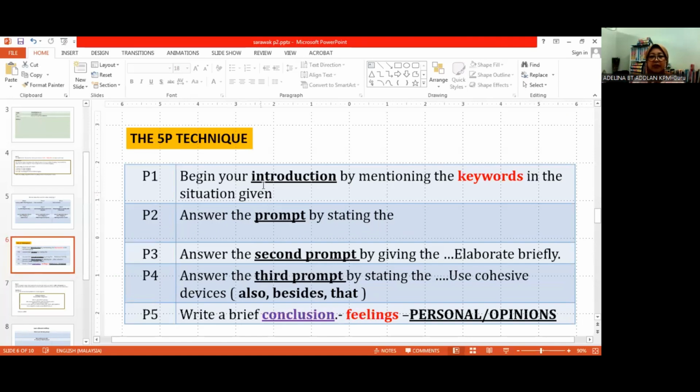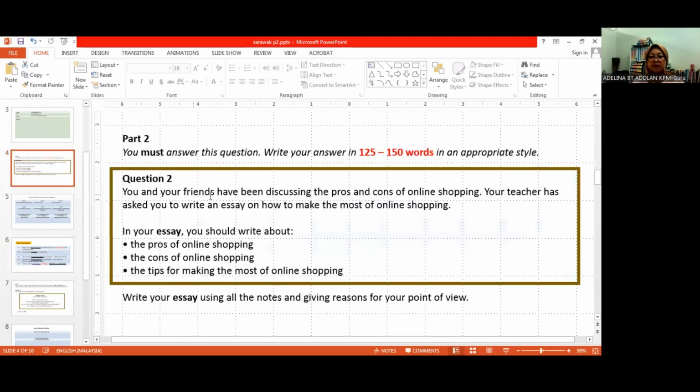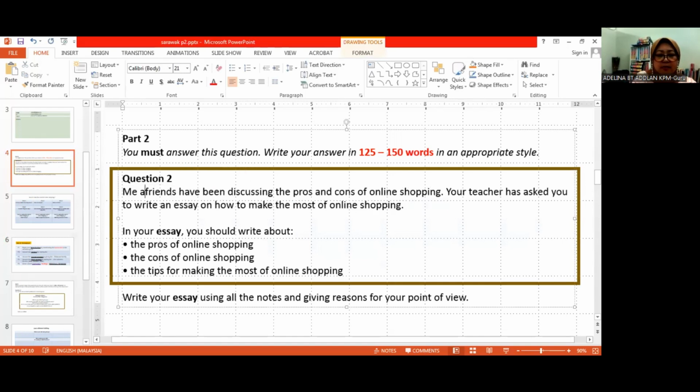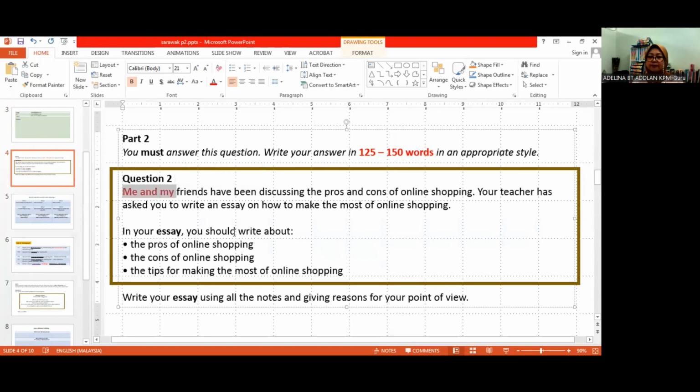Alright, for example, in the beginning of introduction, what you can do is you can use back the question here. You and your friends have been discussing the pros and cons of online shopping. So my students would usually change the pronouns, become me and my friends have been discussing about the pros. So what they will be doing is they will change the pronoun and use this later as their introduction. And when they want to do their conclusion, they will just put here, in conclusion, me and my friends have been discussing the pros and cons of online shopping. We just change that a little bit.